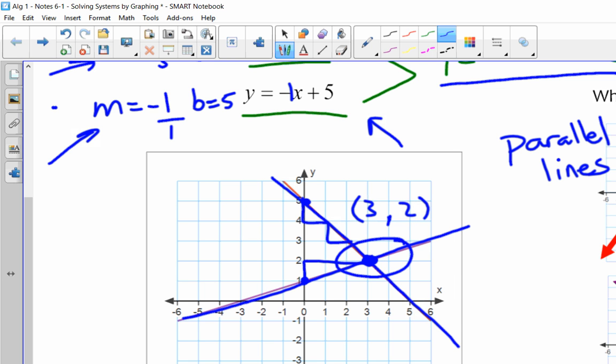If they don't cross, then there's no answer. So when I have parallel lines, there is no solution. There's no x and y value where they intersect.